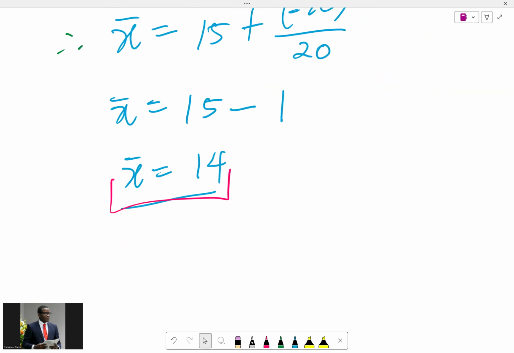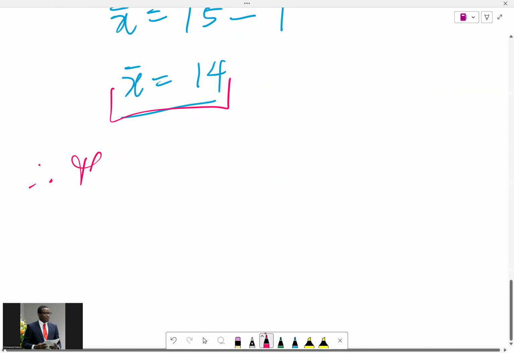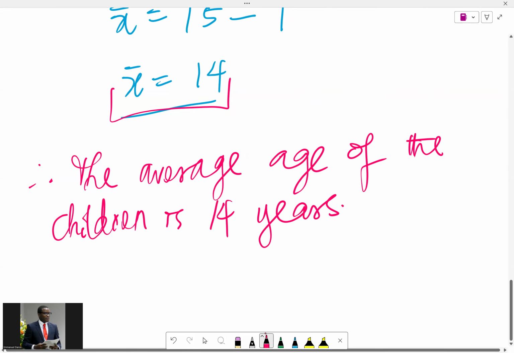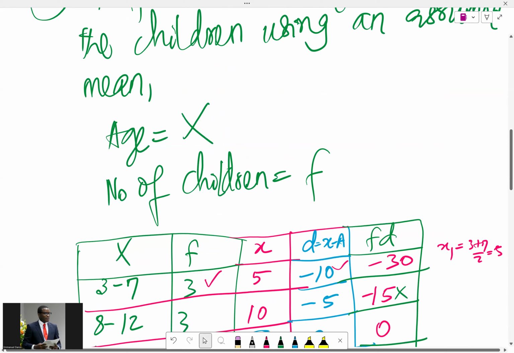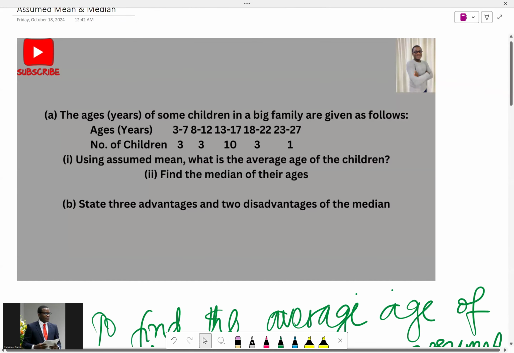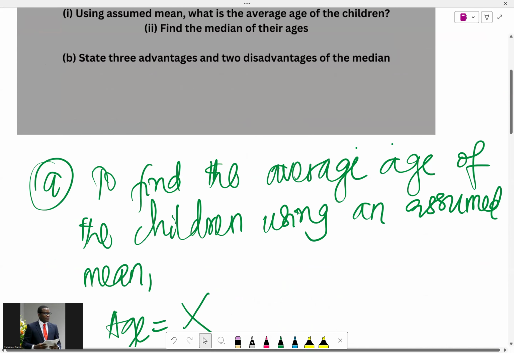So you can say, therefore, the average age of the children is 14 years. The average age is 14 years. So we have found that, using the mean. So the next thing is to find the median of their ages.